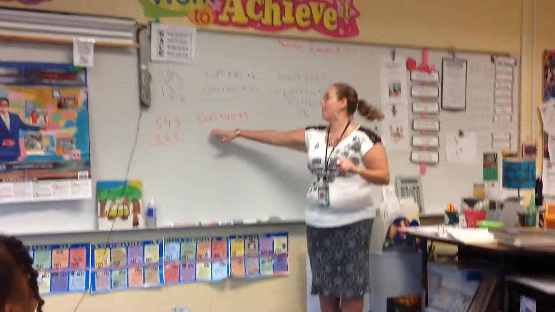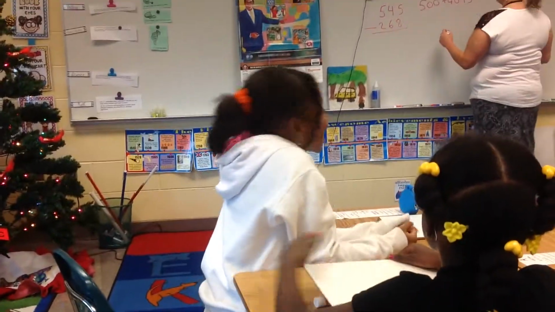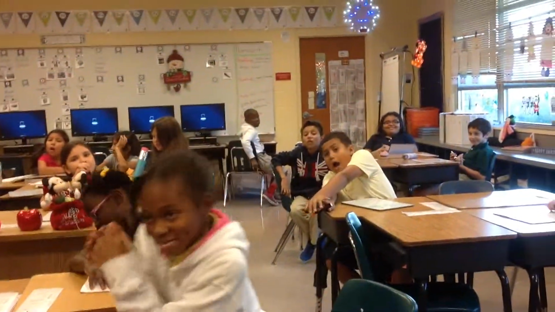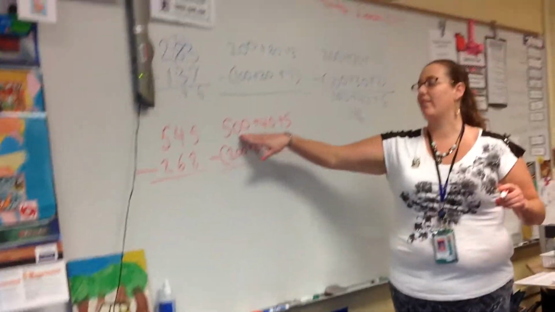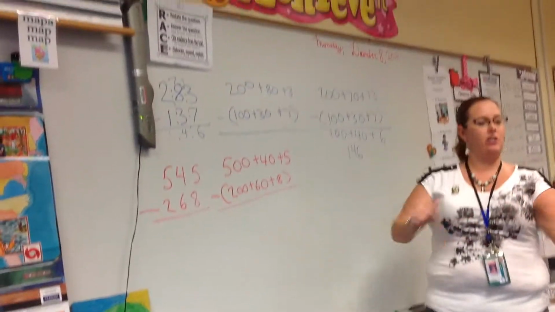What's my next step? I wrote out my top line. Alicia: add a minus sign, and then put parentheses, 200 plus 60 plus 8, and then put the line at the bottom. All right, very good. Now I have this all equals the same, right? 545, 268.